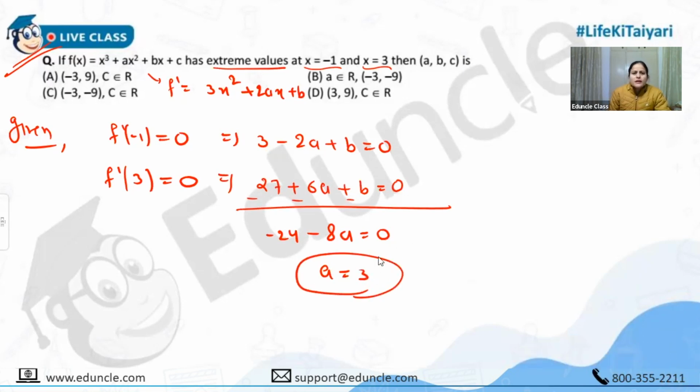Okay, Aniket, the value of a is 3. If a is equal to 3, then b is equal to what? a is minus 3, b is minus 9. As I am having no relation for c, that means c can be any real number. So minus 3, minus 9, and c can be any real number.